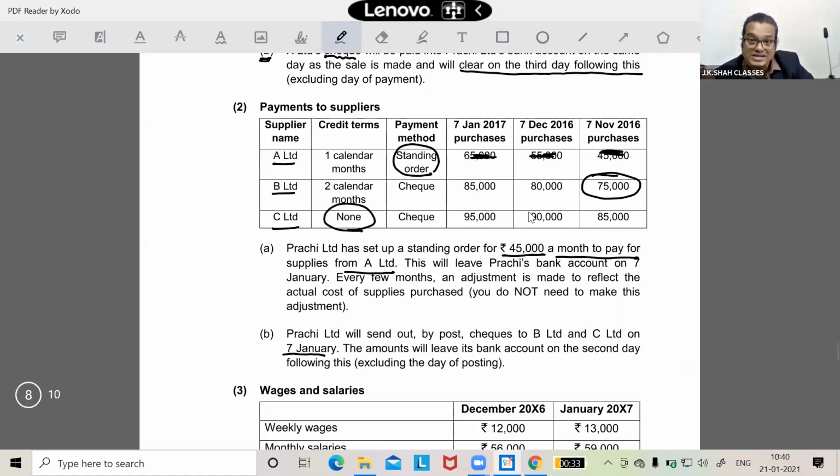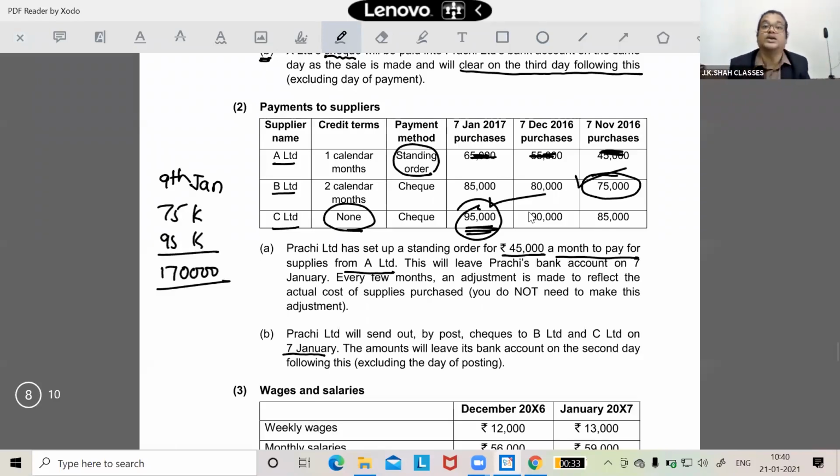So 7 Jan, whatever they purchase, now they will pay immediately. But then you know what will happen? Even this will leave after 2 days. So on 9th Jan, which 2 amounts will leave? 75,000 will leave and 95,000 will leave. Got my point? So 75 plus 95 you do, people. So 170 is what you would see over there. And that's why I told you, wait. Okay.